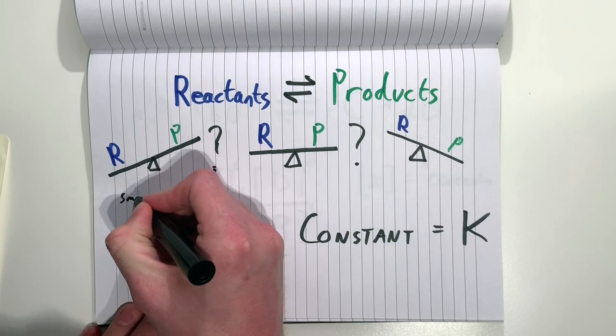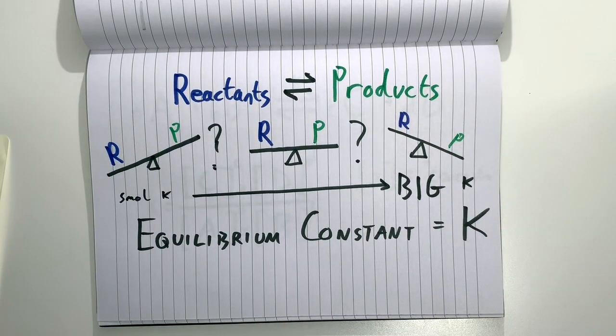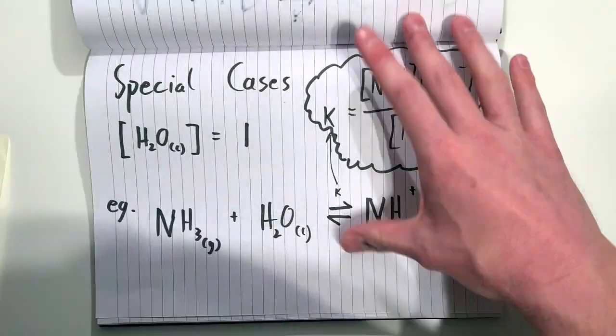Back to our earlier question, if we have a small equilibrium constant, we'll have lots of reactants and very few products. But if we have a big equilibrium constant, the equilibrium point will lie to the right and we'll have lots of products and very few reactants.